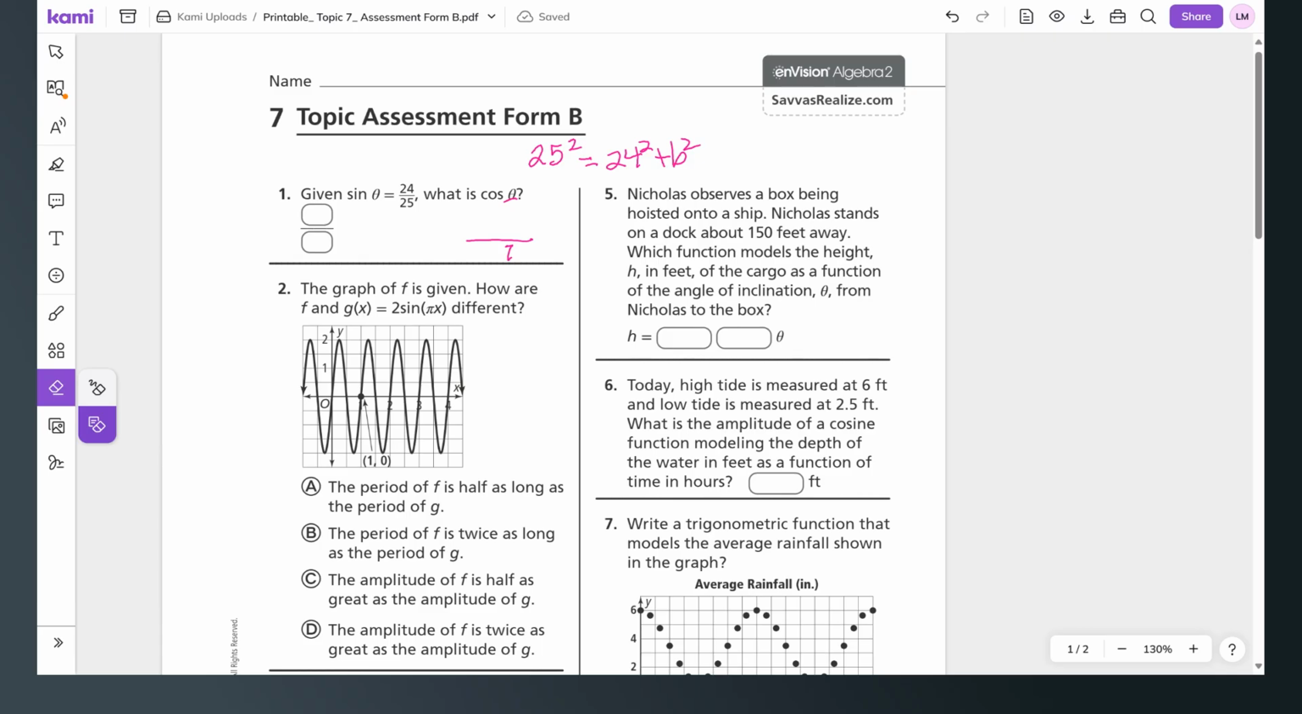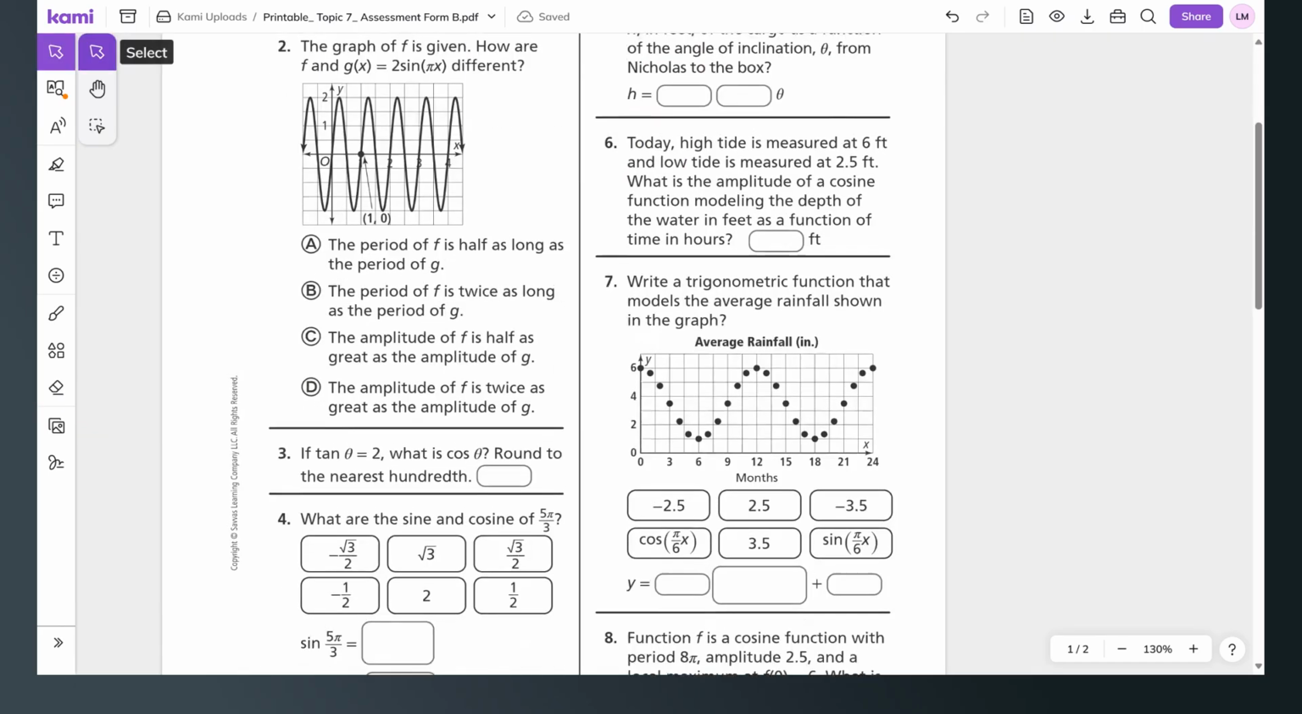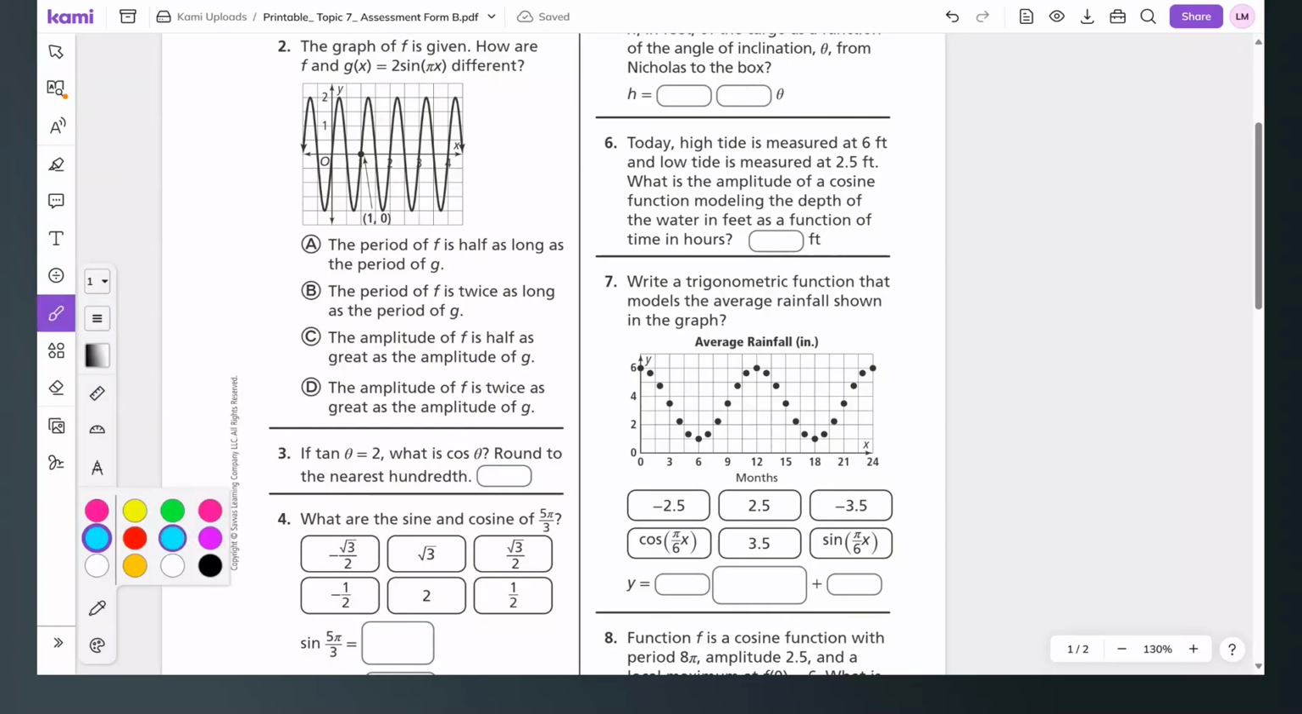I'll just move. Okay, so number 2, the graph of f is given. How are f and g of x different? So let's look at f first. First of all, f, the amplitude is 2. So I'm looking at from the midline to a peak or valley, that distance is 2. So for f, the amplitude is 2.